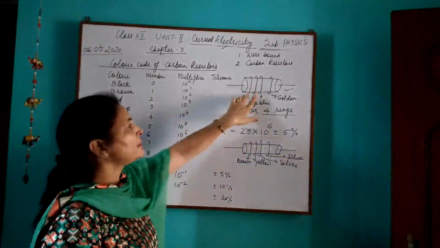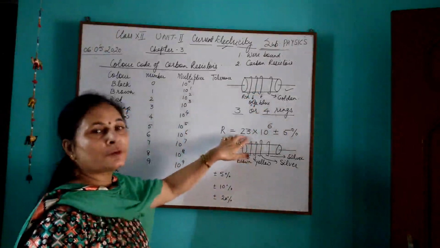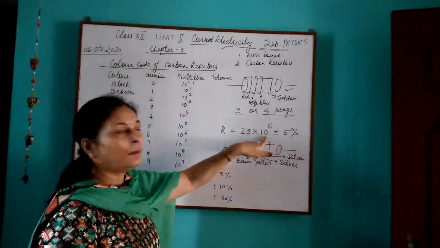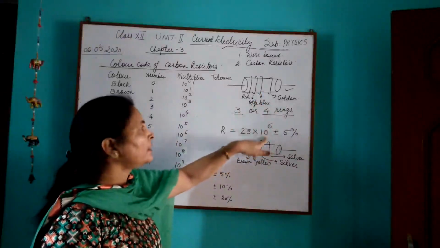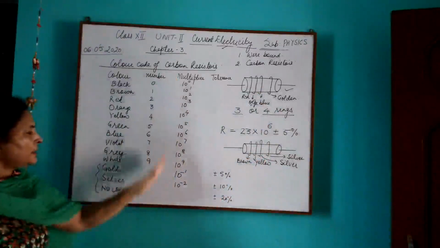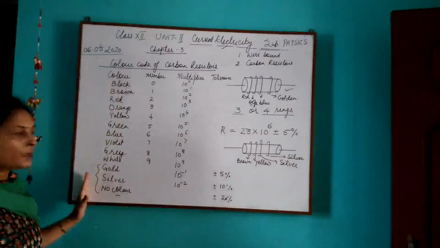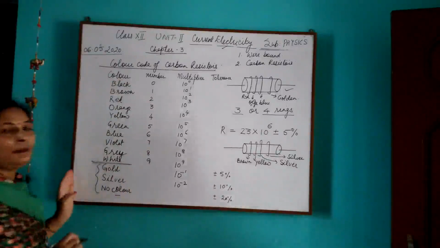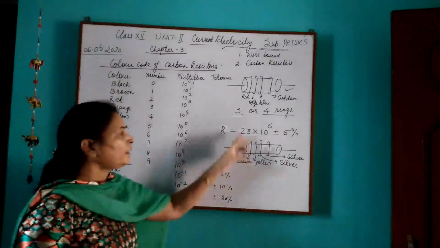The first 2 rings are representing the first 2 digits. The third ring is the multiplier. So if the third ring is representing the multiplier, then it can have all these colors. But the first 2 rings will have only up to these many colors. Now again we will come to the value.